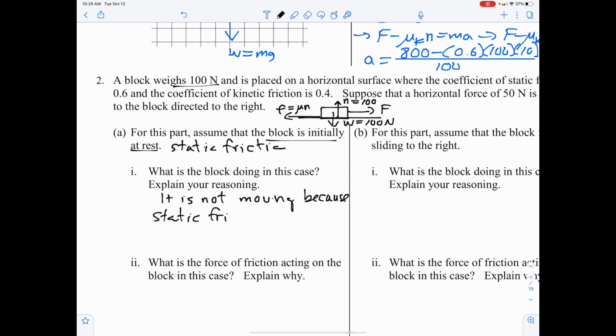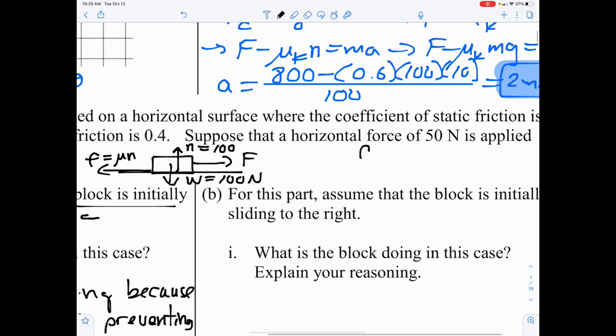Because static friction is preventing the motion. Now, one thing we should do is figure out what static friction is. So static friction is Fs. Kinetic friction is Fk. We should figure out these values to be able to apply them.